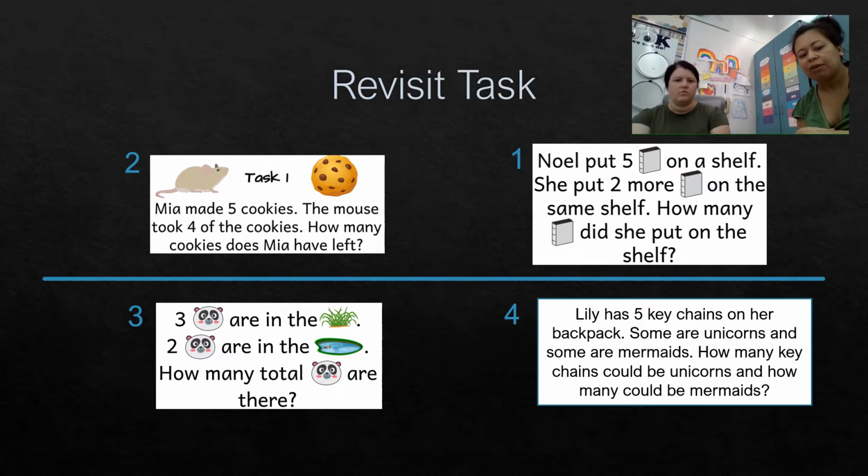And then when you look at 3 and 4, the panda bears are in the grass and they're in the pond. There's nothing happening to them. We are counting them together, but there's nothing happening. And then same with the keychains. Lily has those keychains that are already on her backpack, and we're just being asked how many she has of each. So yeah, there's no action with those. Great thinking, Christy.